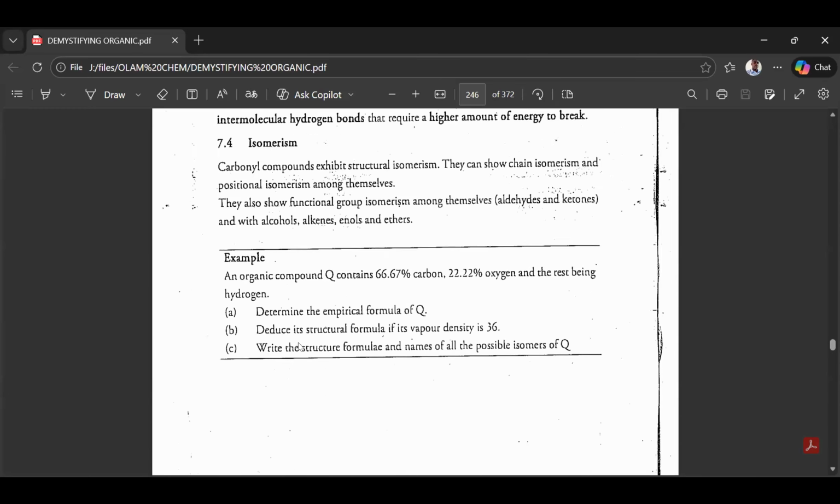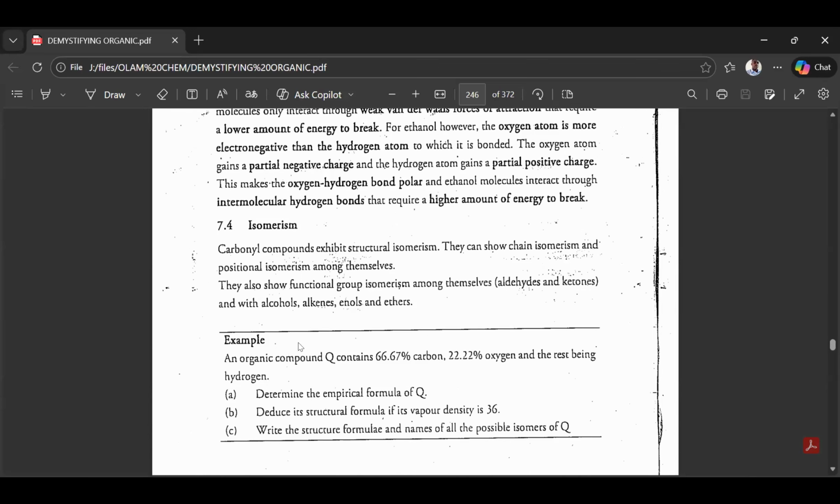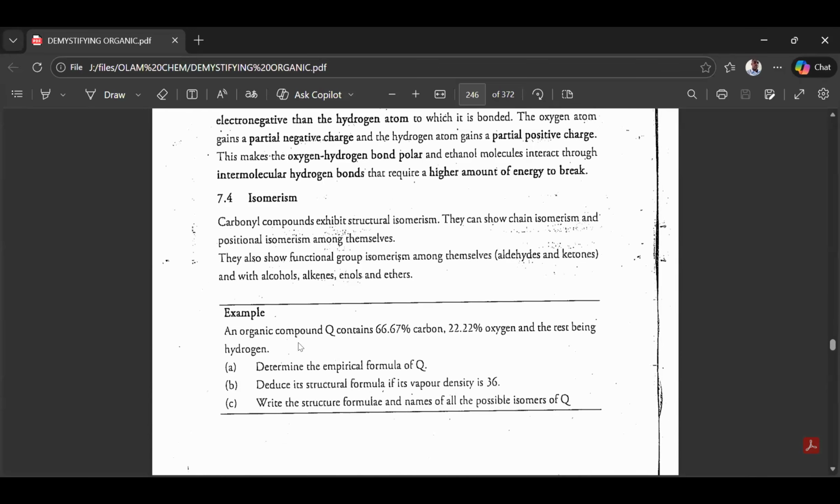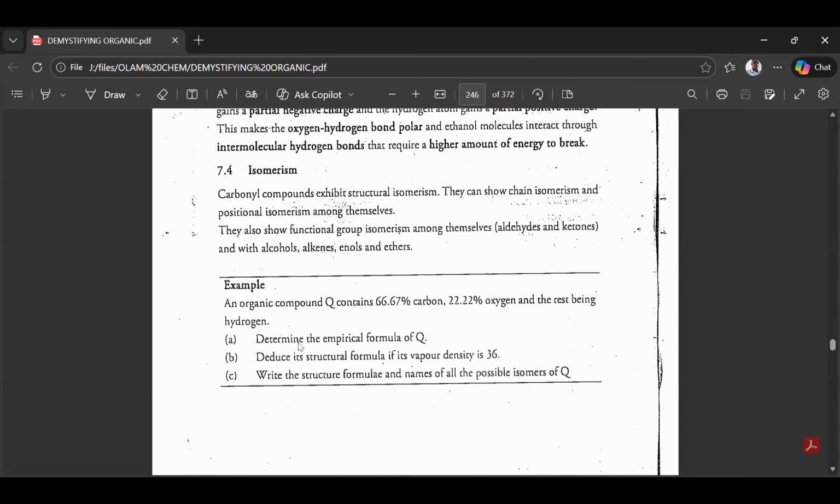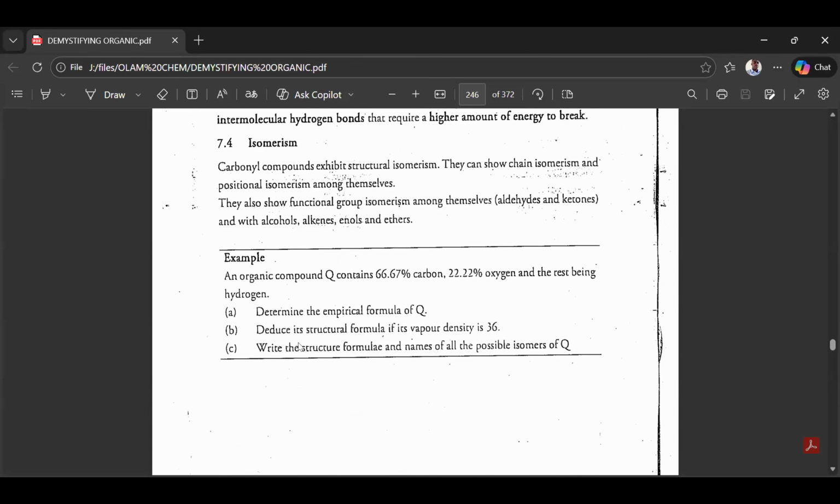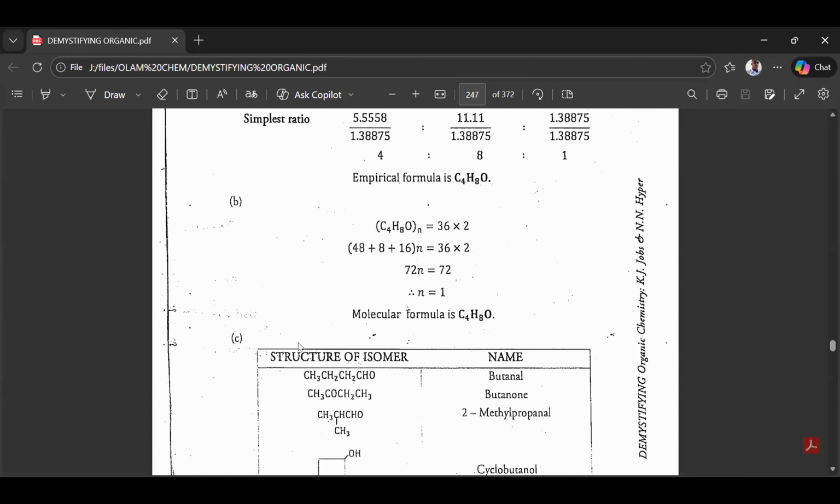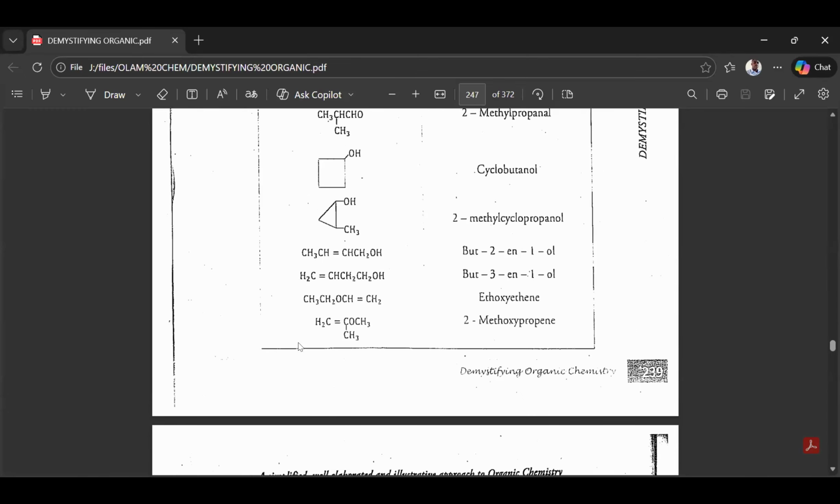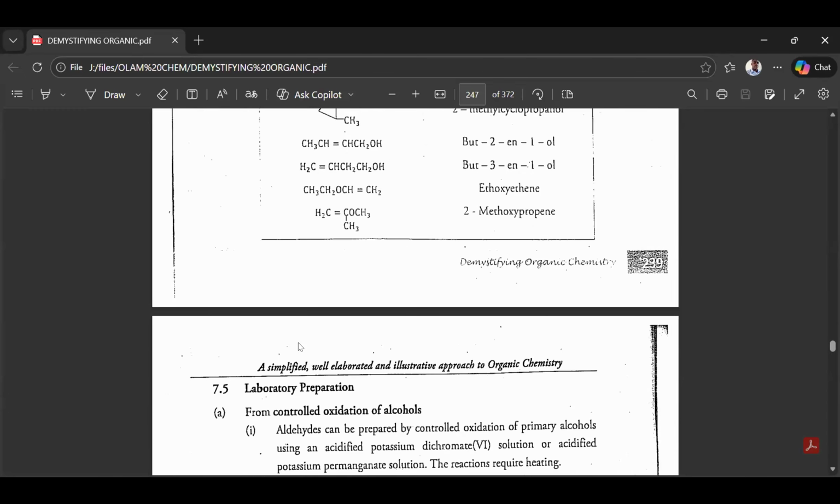Okay, so let us look at this first example here. An organic compound contains the given elements. Determine the empirical formula, the structural formula, and the vapor density is given. You are going to calculate this. Then after calculating, you write the isomers of that compound.